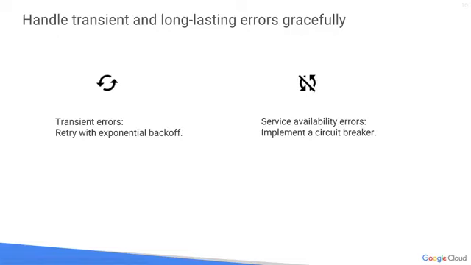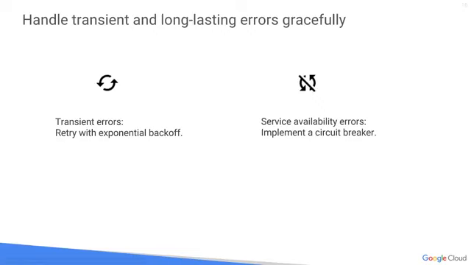When accessing services and resources in a distributed system, applications need to be resilient to temporary and long-lasting errors. Resources can sometimes become unavailable due to transient network errors. In this case, applications should implement retry logic with exponential backoff and fail gracefully if the errors persist. The Google Cloud Client libraries retry failed requests automatically.